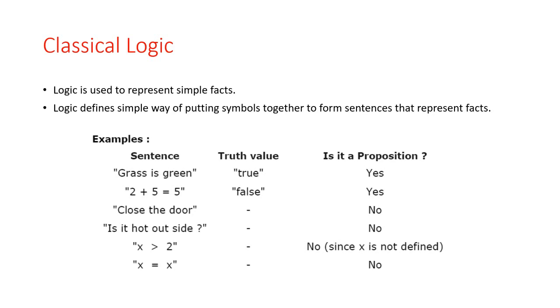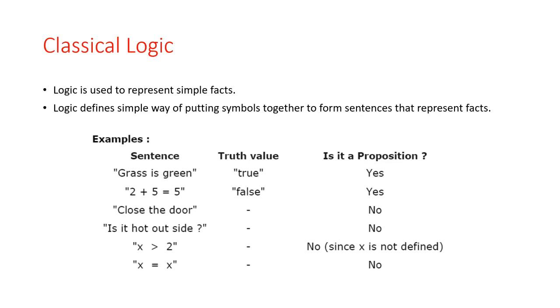We have one sentence here: grass is green. Its truth value is true, so it is a proposition. Yes. 2 plus 5 equal to 5: the truth value is false, so it is a proposition. Yes. Close the door. Here we are not getting a value in the form of true or false. We can't say the answer is true or false. So it is not a proposition.